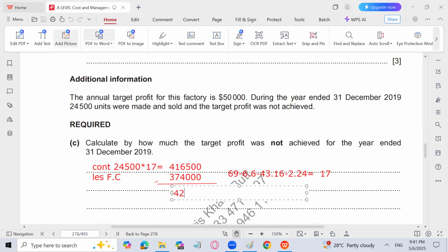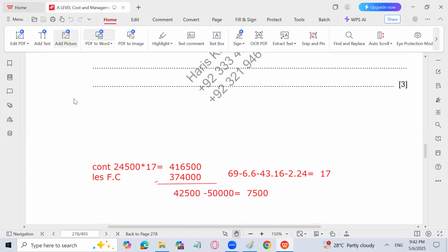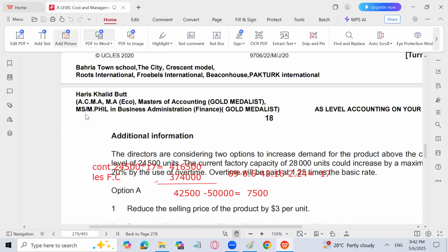So by how much is the target profit not achieved? 42,500 minus 50,000, so that is 7,500. So by $7,500, the target profit was not achieved. We could have produced or sold a little bit more units, then we could have achieved our target profit of 50,000. But currently we have 42,500 of profit. So by $7,500, the target profit was not achieved.